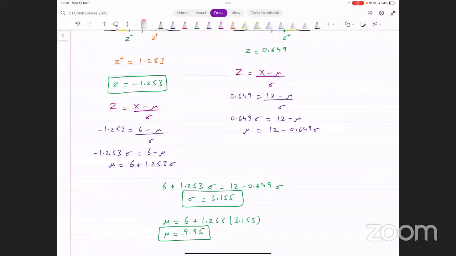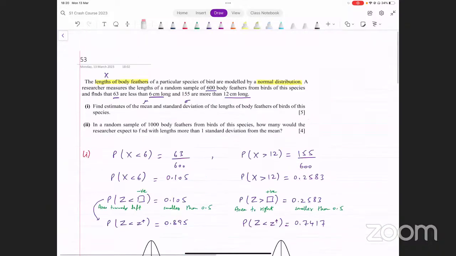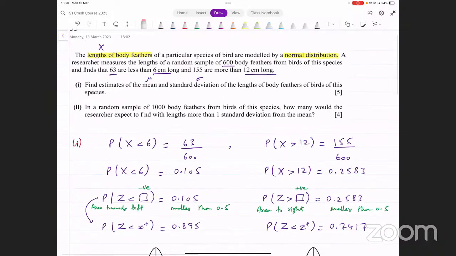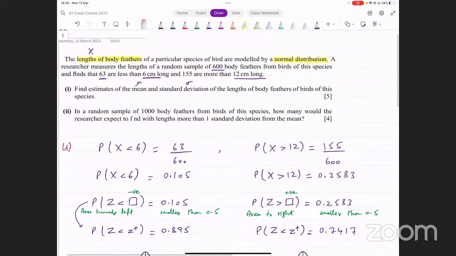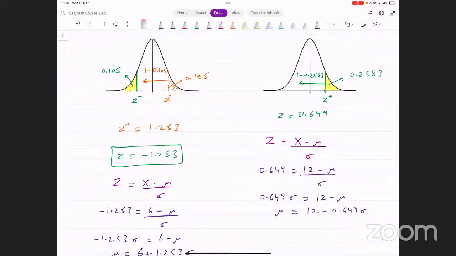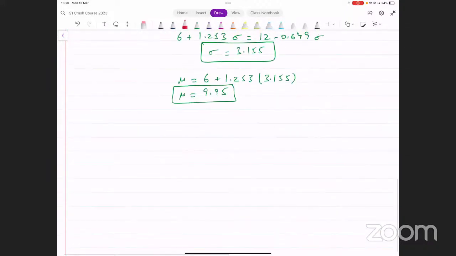All right, let's look at the second part of this. Now, the second part says, in a random sample of 1,000 body feathers from birds of this species, how many would the researcher expect to find with lengths more than one standard deviation from the mean? Okay, now let's think about this.